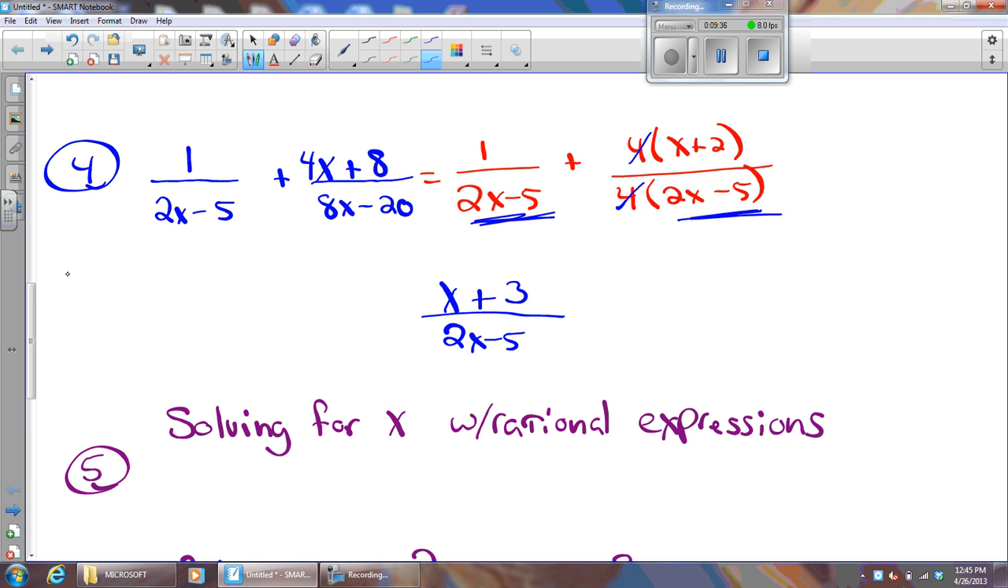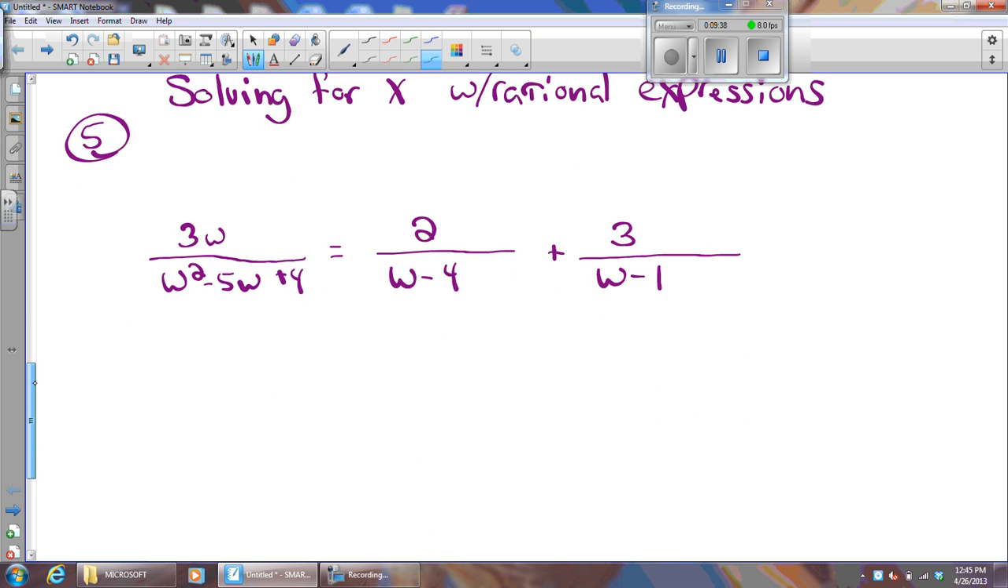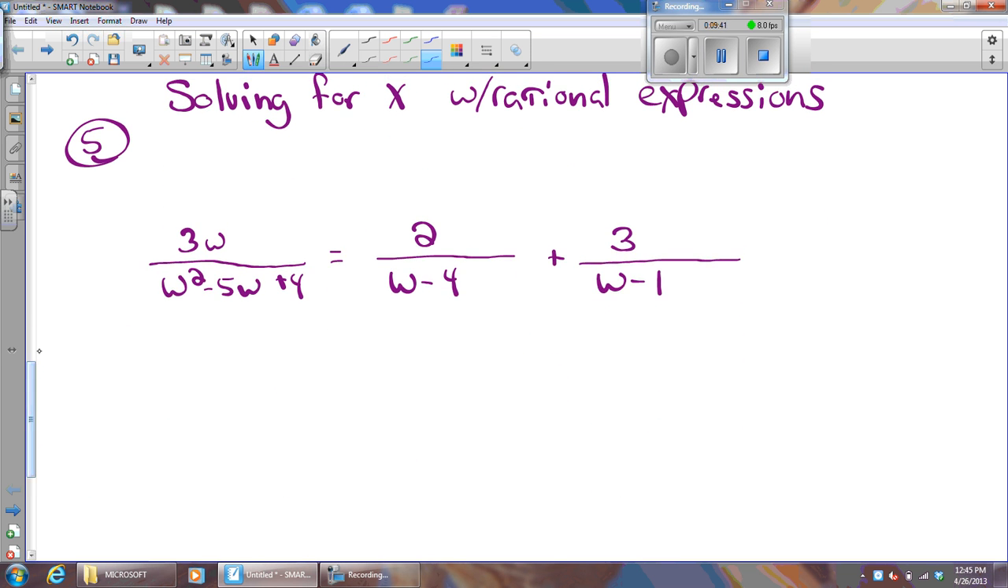All right, solving rational equations for x with rational expressions. This one's a little bit different. We're still going to factor first, and we're going to look for an LCD, but we're not actually going to make all the fractions have the denominator. We're going to multiply by the LCD to make our fractions disappear.